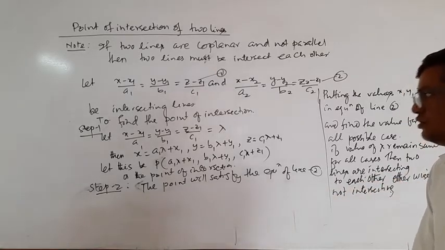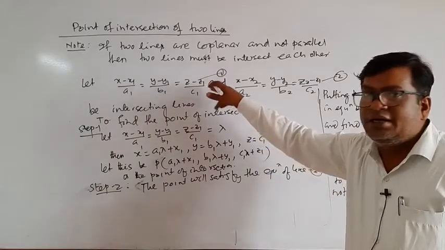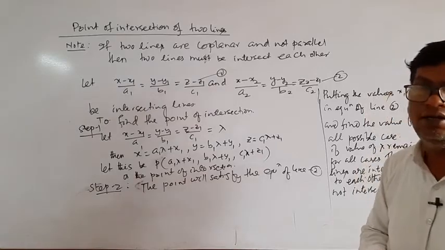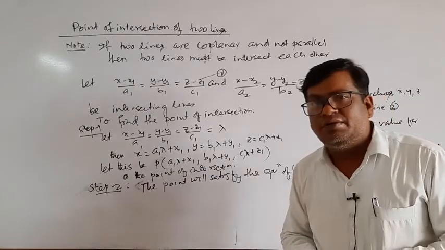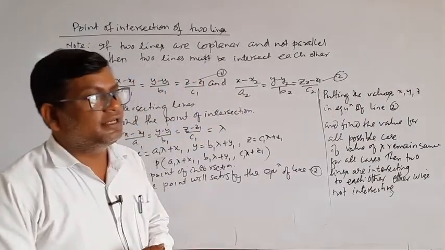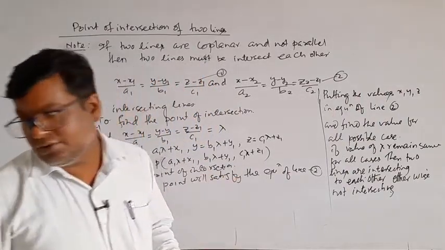Another method is also there. Take lambda 1 for one line and lambda 2 for the other, and find the value of lambda 1 and lambda 2. If lambda 1 is equal to lambda 2, then what? The lines are intersecting each other. Now one question.